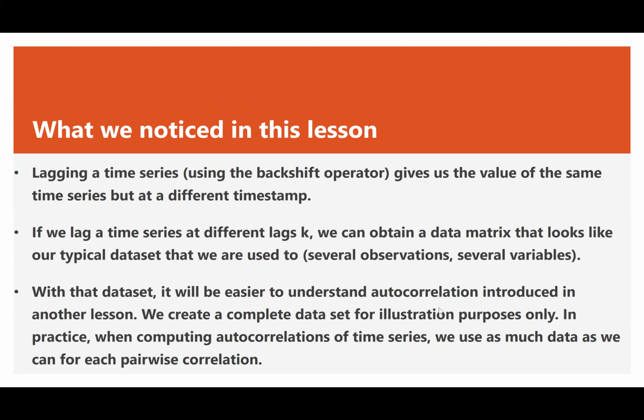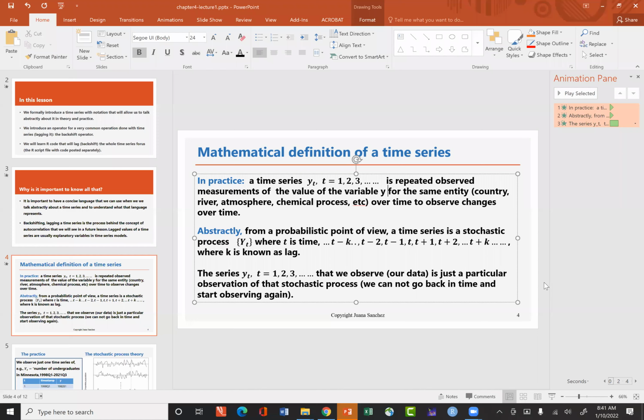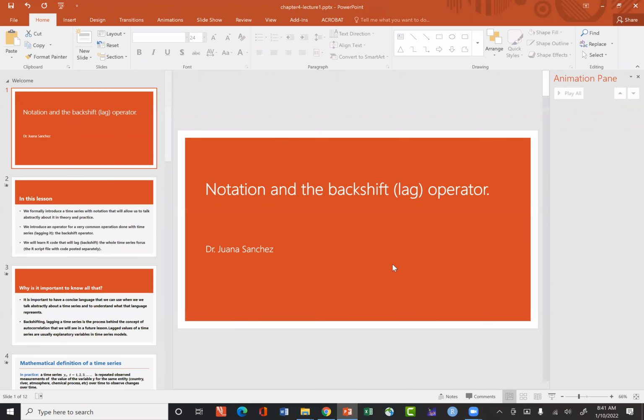So we created a complete data set only for illustration purposes. In practice, when we compute the autocorrelation function of a time series, we are going to use as much data as we can, and that's what the ACF does. So this completes this lesson, and we hope you enjoyed it. We will talk more in the next lesson about correlation between pairs of these variables that we created with the backshift operator.